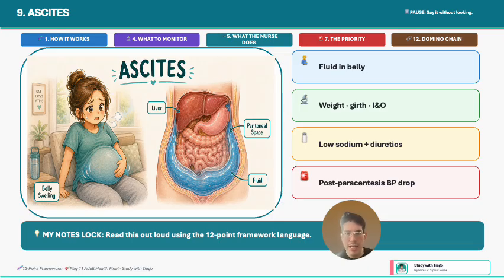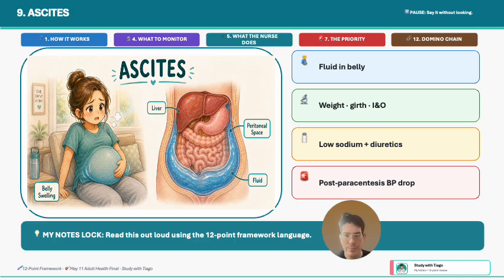Ascites is fluid in the peritoneal cavity. The belly becomes distended because fluid is collecting where it should not be collecting. So the 2 big mechanisms are portal hypertension and low albumin. Portal hypertension pushes fluid out. Low albumin means the bloodstream cannot hold onto fluid as well. Together, they create that swollen abdomen.